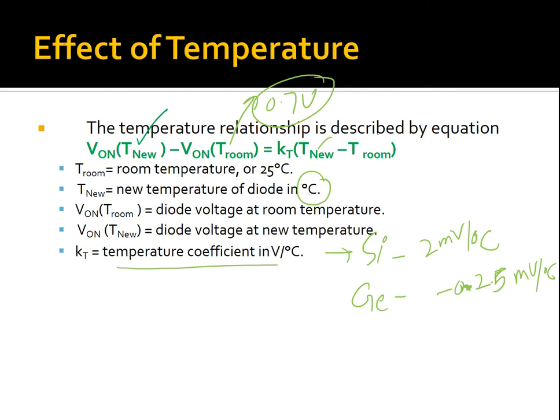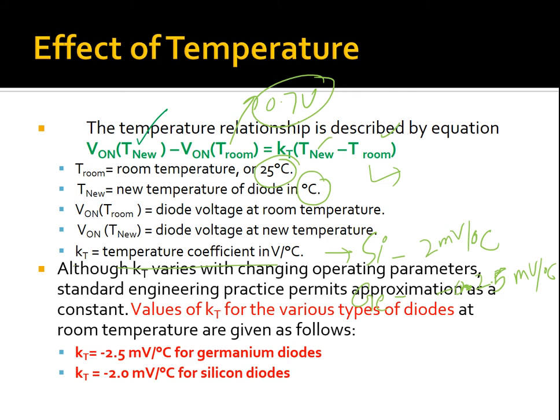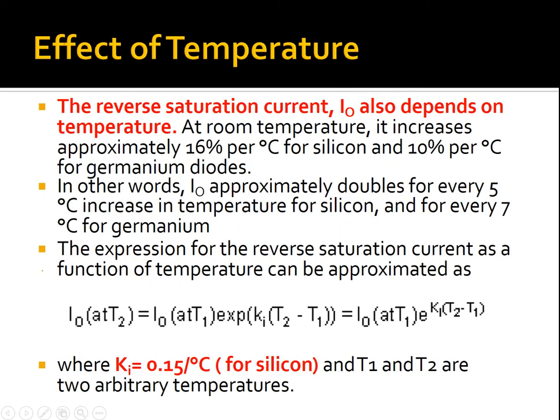Then we have the new temperature and the room temperature. Typically we take room temperature as 25 degrees centigrade. Using this equation we can calculate the change in the turn on voltage with the change in temperature. Now the reverse saturation current is basically due to the minority carriers.